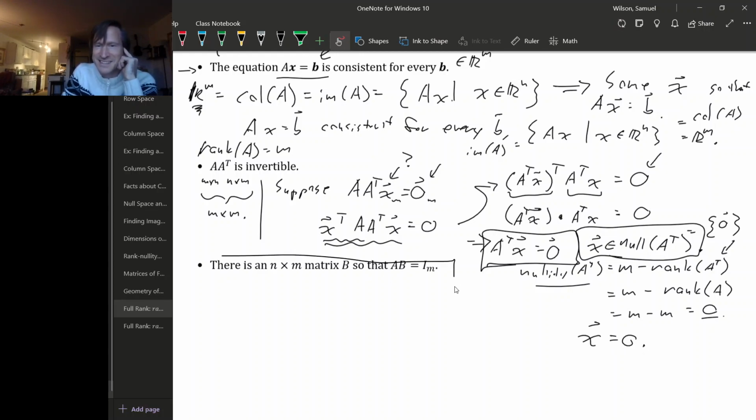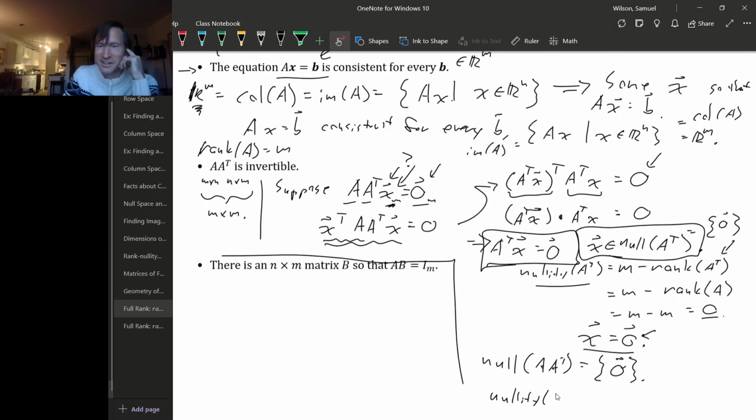All right, so let's take stock. We assumed that there was some vector that when you multiplied by A transpose, you get 0. We showed that that vector itself has to be the 0 vector. This shows that the null space of A transpose is just the 0 vector, right? The only solution to this equation is the 0 vector, and that means that the nullity of A transpose is 0, so the rank of A transpose has to be equal to the number of columns, which is m.